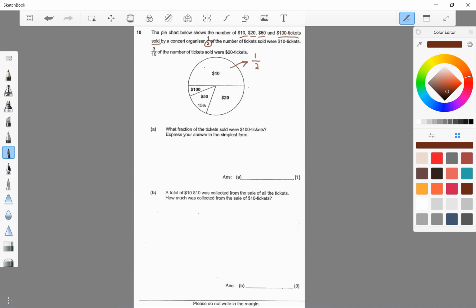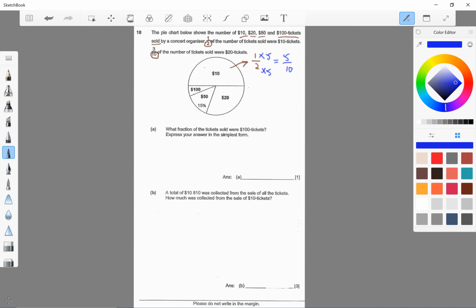But since I have this 3 out of 10, denominator 10, it will be useful for me to label that as well. It's also useful for me to change the denominator 2 into 10 over here. So denominator 2, I will change it into 10 by finding the equivalent fraction. So half is actually 5 out of 10. And the $20 is actually, in this case, 3 units.